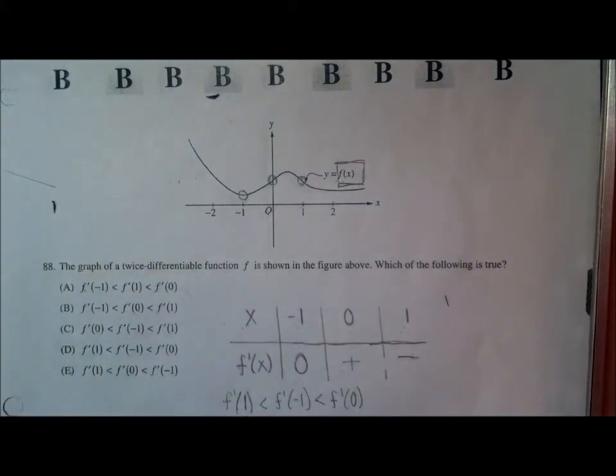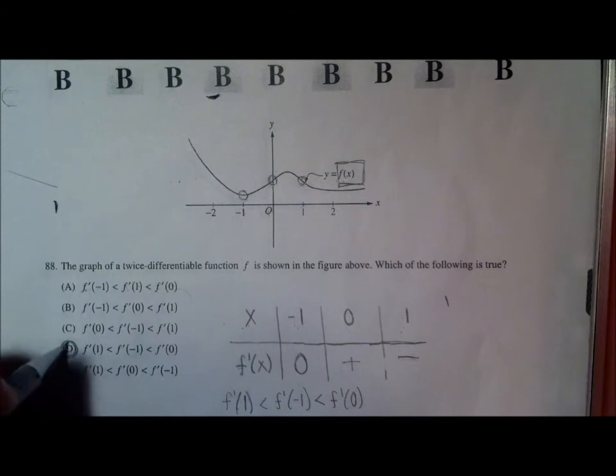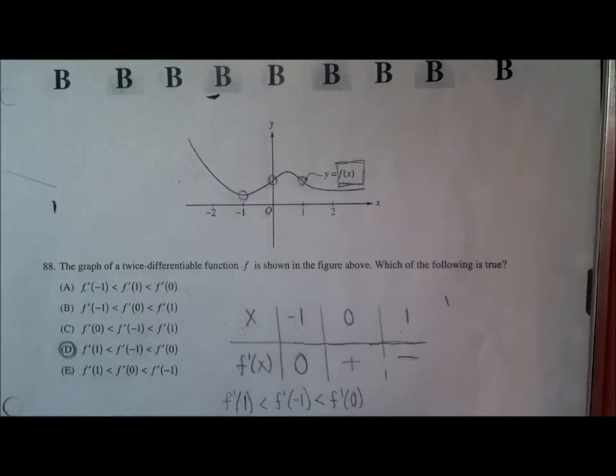So, if we look at our options, the only one that matches that is D, which matches our answer perfectly. So there you go. Question 88 on the 2013 AB Calculus Form B exam. Its answer's D.